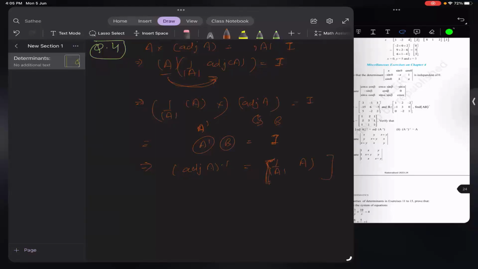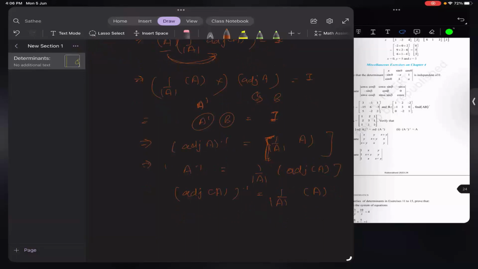This is actually a result. We know that A inverse is equal to 1 by determinant A times adjoint of A, and similarly the inverse of adjoint of A is equal to 1 by determinant A times the A matrix. This is a result you have to remember in this question, and you can verify the result using the same.